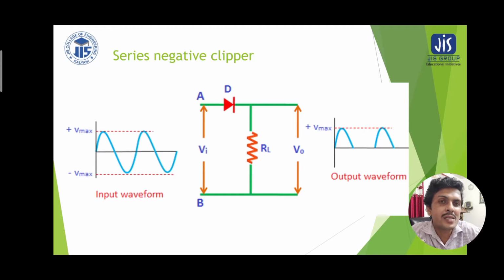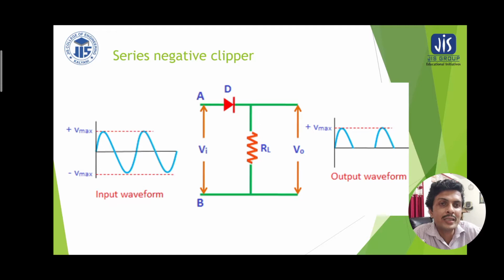Here this is the series negative clipper. Now in the series negative clipper, what is happening? The input is again an AC signal, and it is a simple circuit. The right side is the negative side of the diode, which is connected to the output V0, and the left side is the P side, which is connected to the input signal. Now what is happening here?